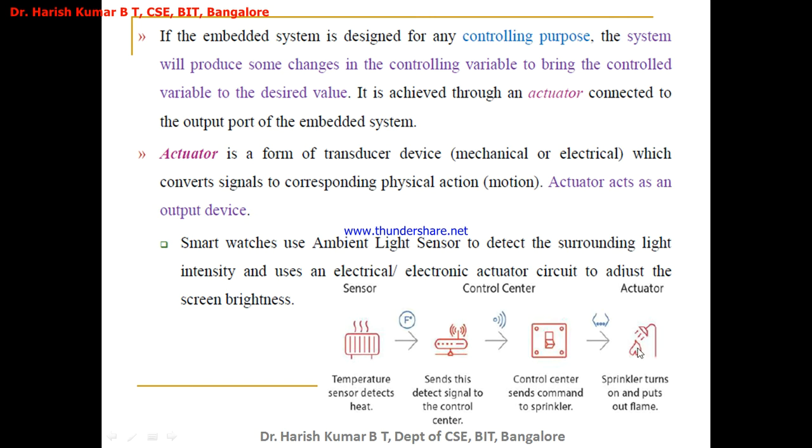So this is the sensor, this is the control center, and this is the actuator. Now what's happening? It's sensing the temperature, and after sensing the temperature, it is also making some physical action. What is that physical action? Turning the sprinkler on, which is going to put water on the flame. Now you understood the sensors are connected to the input ports of the embedded system, and the actuators are connected to the output ports of the embedded system, which will convert the signal to the corresponding physical action.